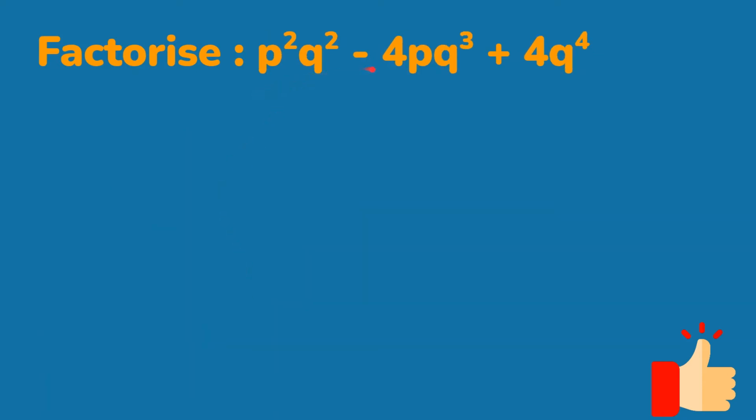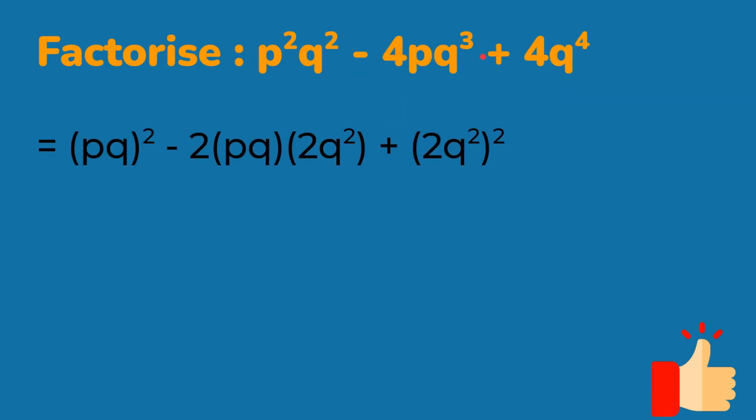p squared q squared minus 4pq cubed plus 4q to the power 4. Now again we'll do the same thing. We'll see whether any of these are squares of certain terms. So p squared q squared is the square of pq, and 4q raised to 4 is the square of 2q squared. And when we multiply pq into 2q squared into 2, then we'll get 4pq cubed. So this expression here can be summarized like this.